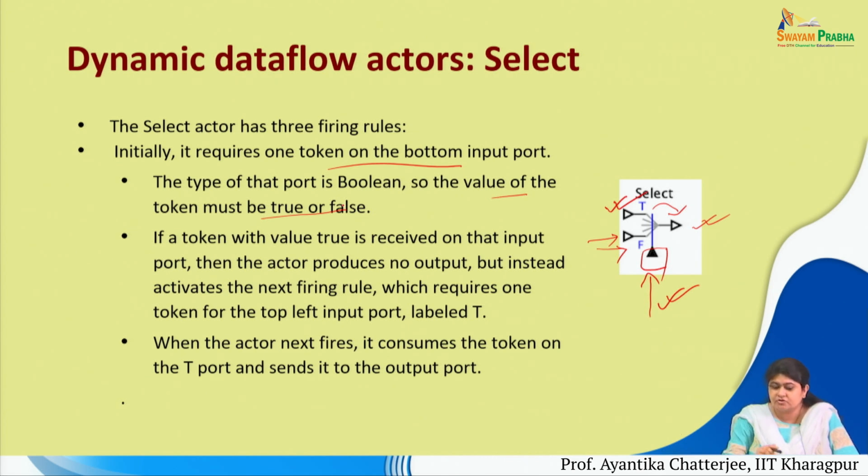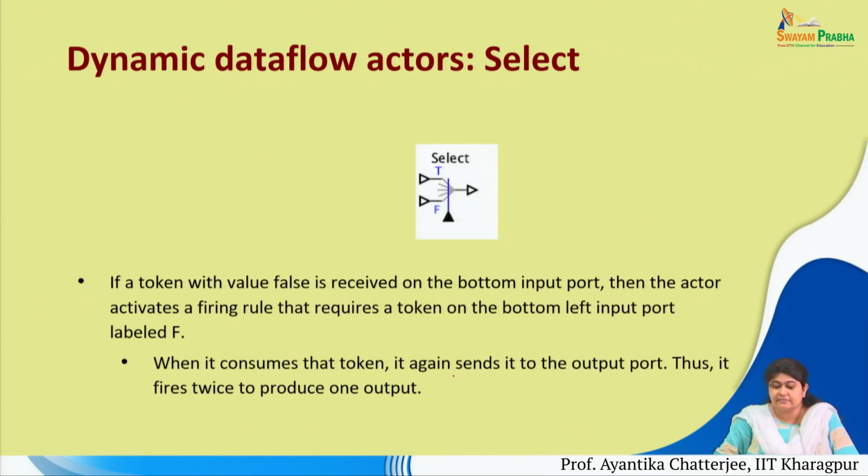Okay. So, if a token with value true is received on that input port, then the actor produces no output, but instead activates the next firing rule, which requires one token on the top left input port, labeled T. When the actor next fires, it consumes the token on the T port and sends it to the output port. Similarly, the same thing we have already discussed.